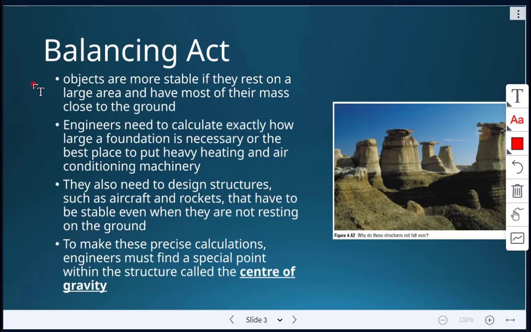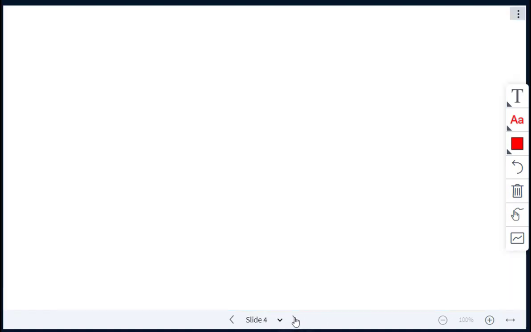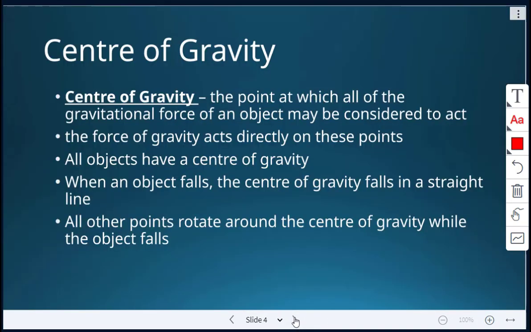So to make these precise calculations, they have to find this special point within a structure. It's called its center of gravity. The center of gravity is the point at which all of the gravitational force of an object may be considered to act. So the force of gravity is going to act directly on that point, and all objects have a center of gravity. When an object falls, the center of gravity falls in a straight line, and all other points rotate around the center of gravity while the object falls.